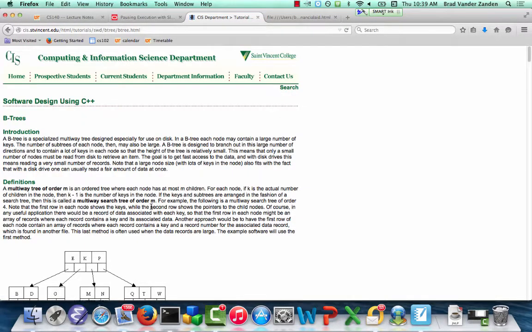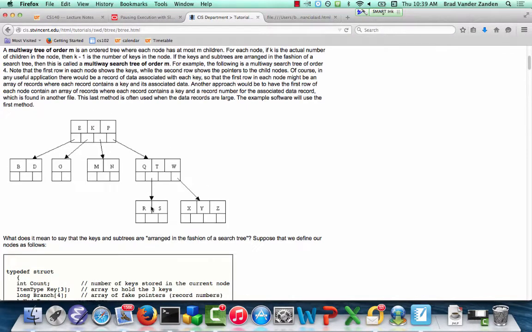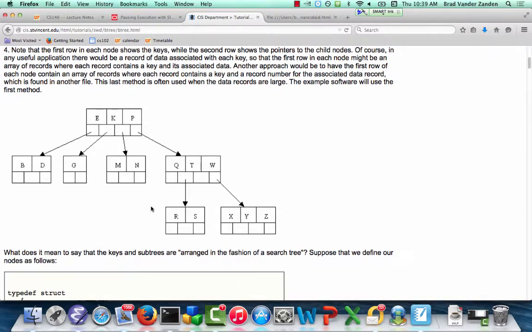So in this one, Dr. Planck came up with someone else's notes. So here we just have the keys on top, E, K, P, and then pointers to each of the subtrees.